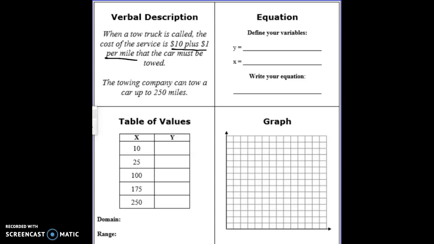We know our equation is in the form of y equals mx plus b. So we know we need to identify our m and our b. But first, we're going to define our variables. So, given the situation, it's talking about a tow truck and the cost of a service. I want to know what my Y value is. My Y value will be the total cost of service. So it's going to be the total cost.